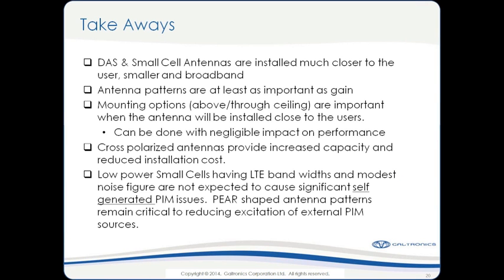So summary, just to follow up here, DAS and small cell antennas are installed much closer to the user. That means they need to be physically smaller, but at the same time they need to accommodate more and more bandwidth. That has an impact on VSWR and also the shape of the antenna patterns. They'll have larger beam widths. Next, the antenna patterns are at least as important as antenna gain. So when you're looking at data sheets and choosing a particular antenna for your project or application, the shape of the pattern should be your primary concern, and then the gain of the antenna maybe should be considered second.